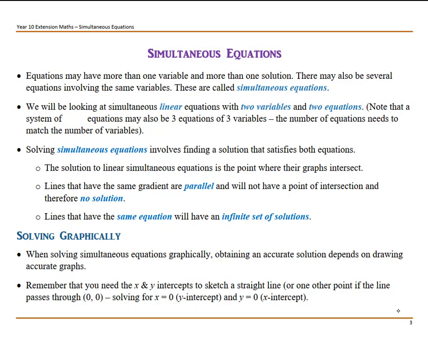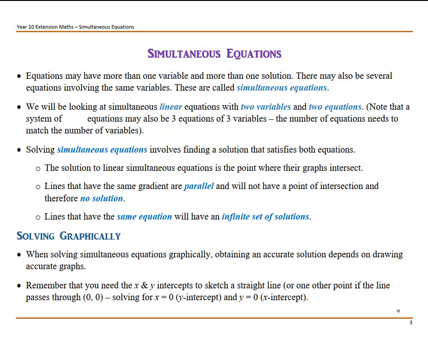Now, equations may have more than one variable and more than one solution. There may also be several equations involving the same variables. These are called simultaneous equations. We're going to be looking specifically at linear equations with two variables and two equations. So this is where we're finding our x and our y.